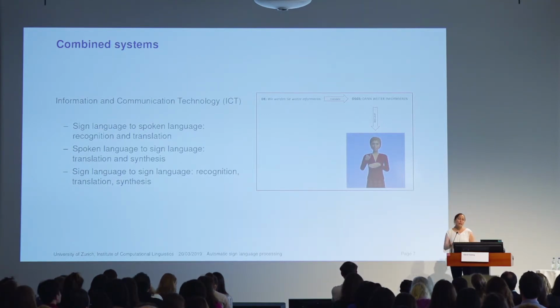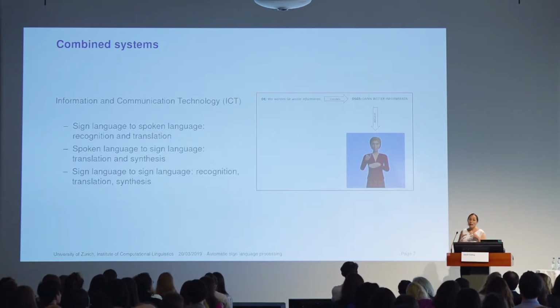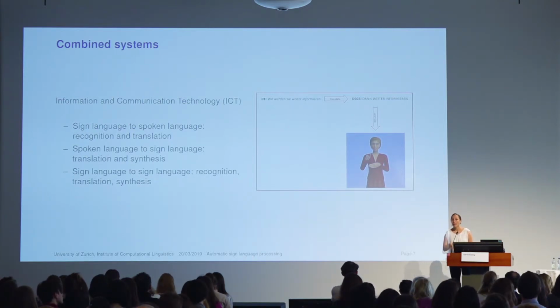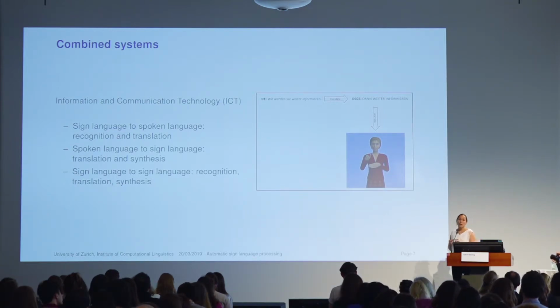So what it would mean is that if we were going from sign language to spoken language, we would need to combine both translation and recognition, so have first a sign language recognition step, followed by a translation step. If we were going in the reverse direction, we would need a translation step, followed by a synthesis step. And if we were converting between two sign languages, we would need sign language recognition of sign language A, followed by translation, followed by synthesis into sign language B.